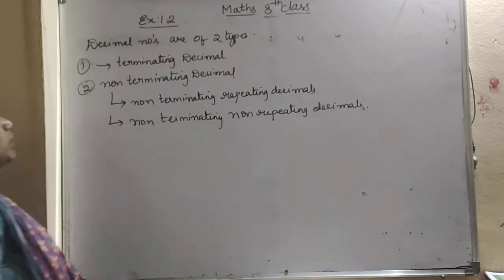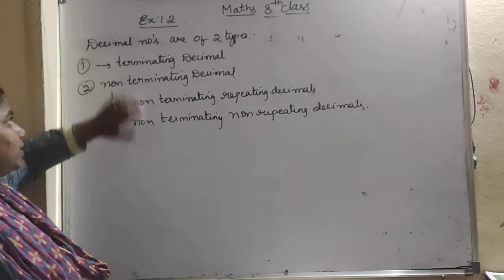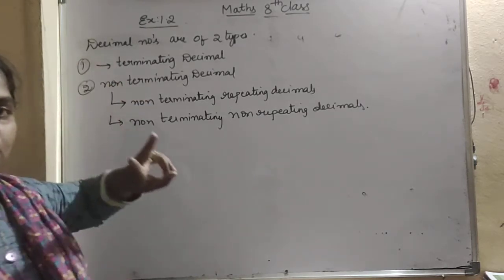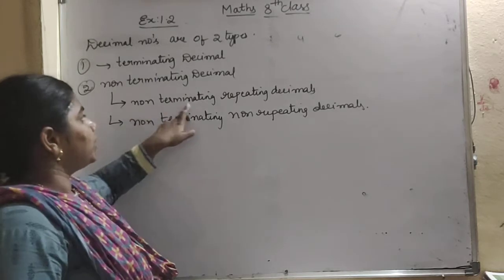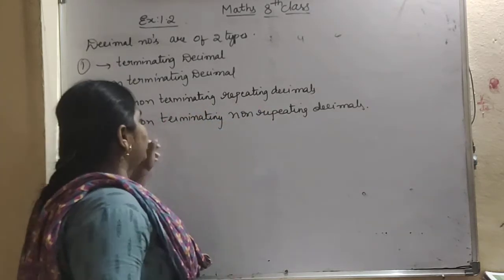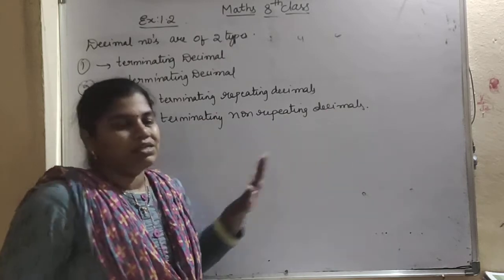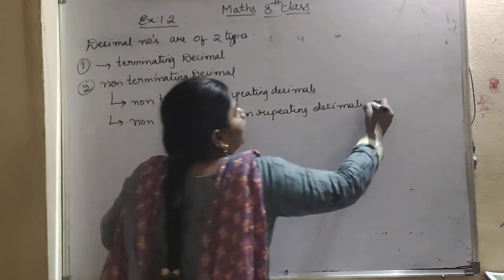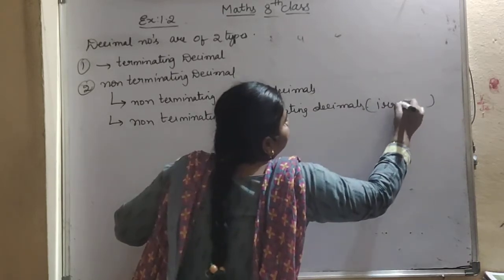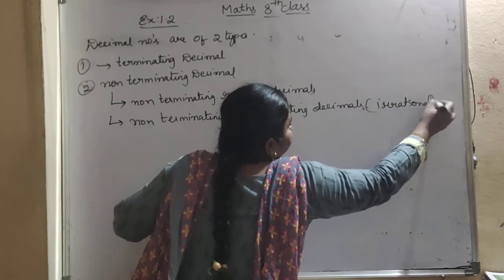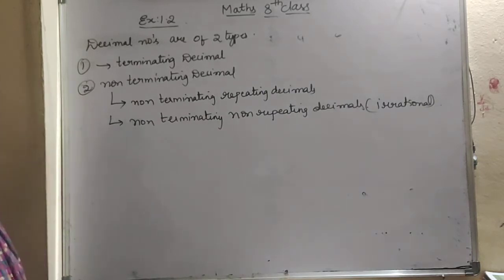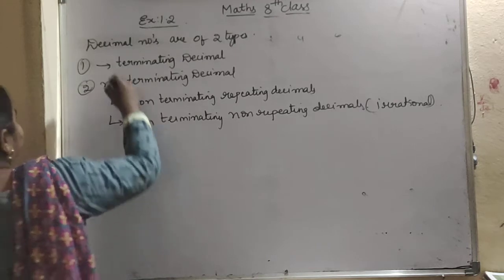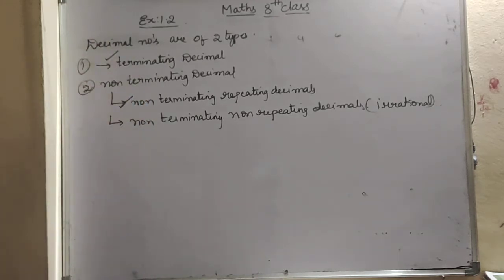Okay, so decimals are of two types. One is terminating decimal and the other is non-terminating decimal. Again, this non-terminating decimal has been divided into two parts: non-terminating repeating decimals and non-terminating non-repeating decimals. Usually, these non-terminating non-repeating decimals are called irrational numbers. That is not there for us now. So we will talk about non-terminating repeating decimals and terminating decimals.